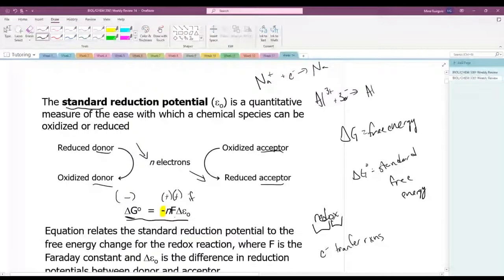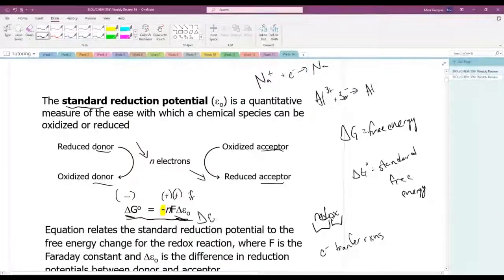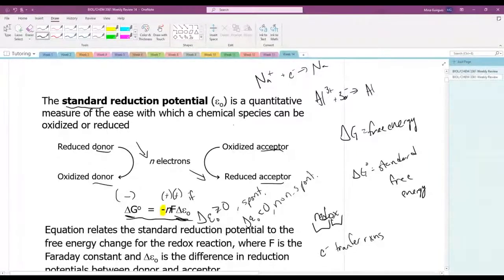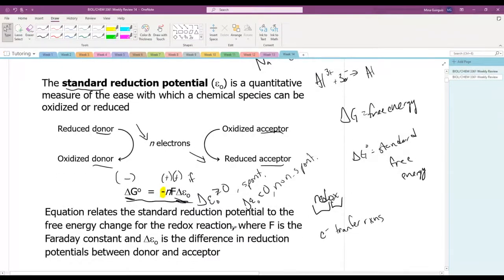Therefore, if delta E naught, and we'll talk about why there's a delta here in a moment, is a positive number, we have a spontaneous reaction because then delta G naught is negative. If delta E naught is a negative number, we have a non-spontaneous reaction because that would make delta G naught a positive number. Okay, so now let's read down here. Delta epsilon naught is the difference in reduction potentials between donor and acceptor.